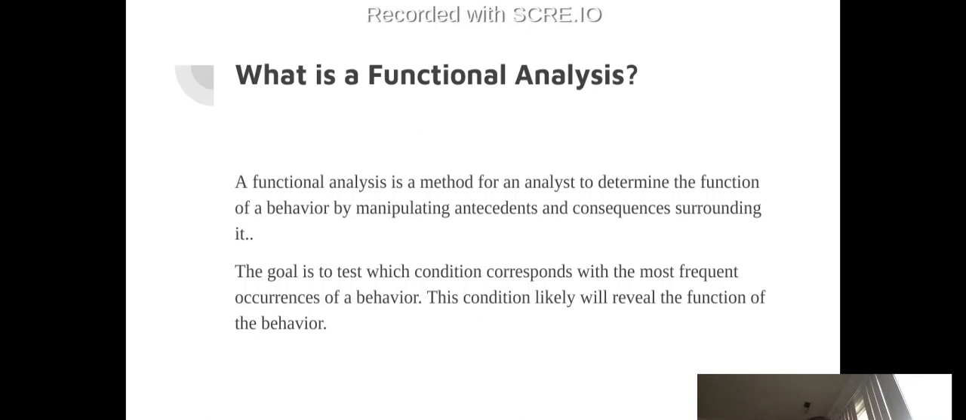Our goal is that we run 5 different conditions, and we determine during which of these conditions the behavior happens most frequently. And these tend to line up with a certain function of behavior.